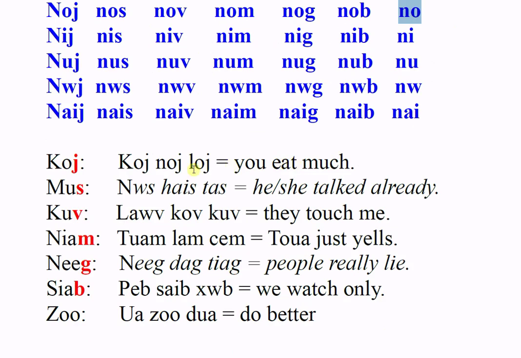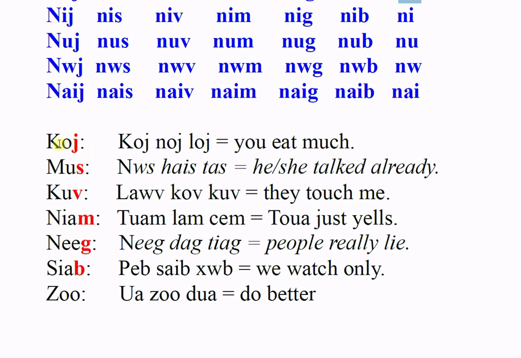Let's read some simple sentences down here with tones. Go, mu, gu, nia, neng, xia, zhong. Again, this is your tonal word line. Go, go, no, lo. You eat much, that is, same pitch, same tone marker here. Go, no, lo, mu, nu, hai, ta, he or she talked already.